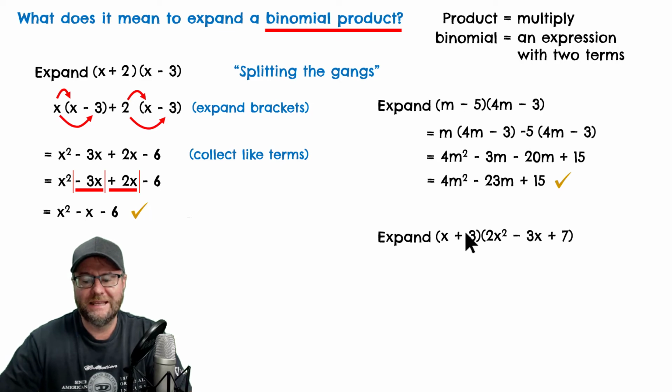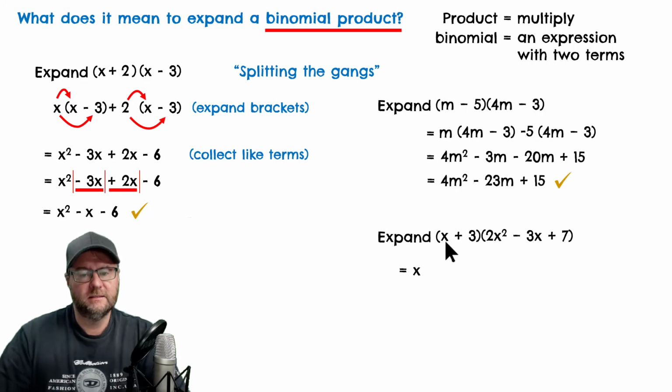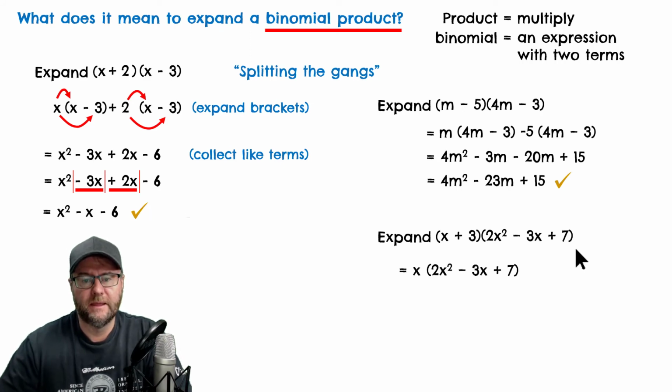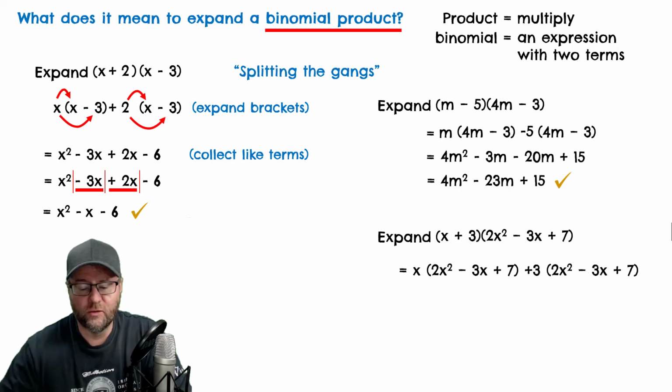I'm going to split this first gang. In this case, it's definitely easier to split the one that's smaller, the binomial. So that will be my x, the bit that I've taken out first, multiplied by the other gang. Then I'm going to take the plus 3, because this is the gang that I've split, and multiply it by the gang that I've kept. Now I'm going to go through the trinomial.